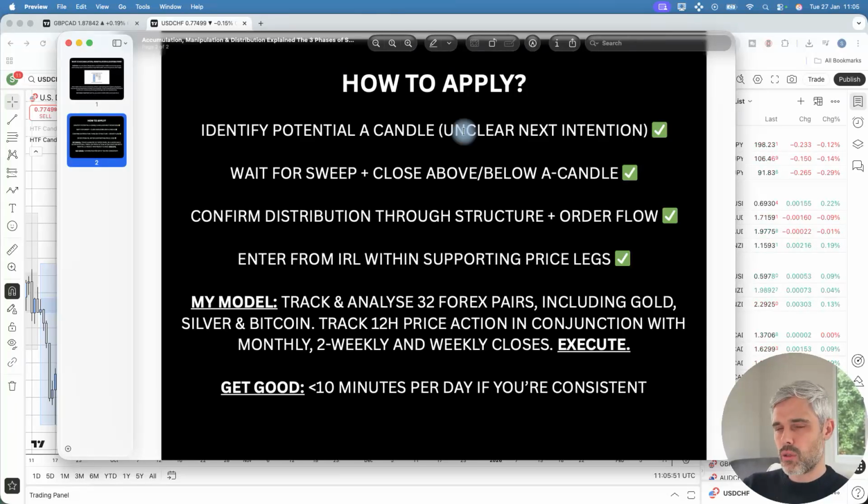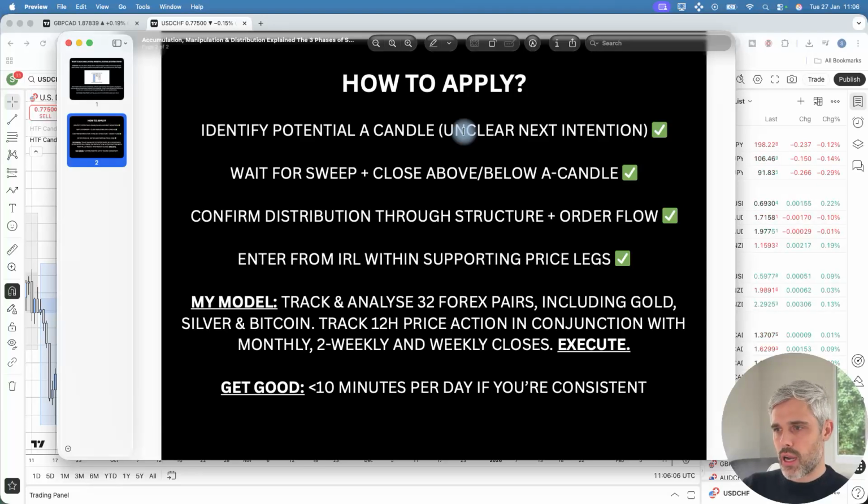And then it's just a case of using all of the tricks that we know. Enter from IRL within supporting price legs in the direction of your trade. That's how to trade AMD. I'm going to do a lot of content on this and we're going to go super deep.